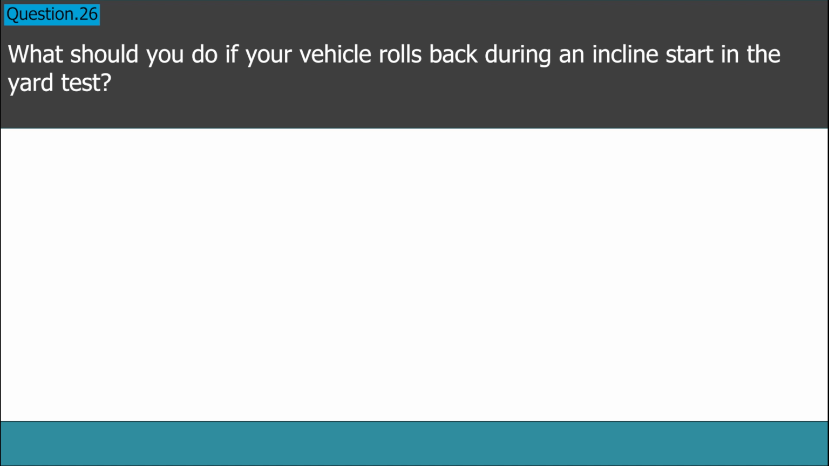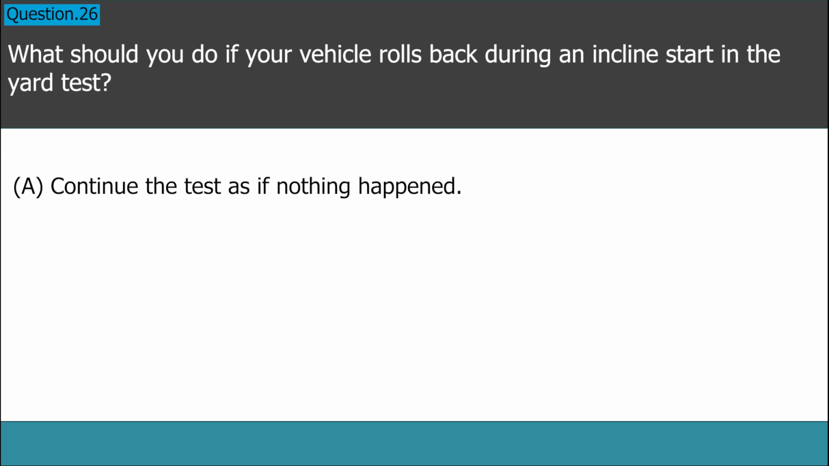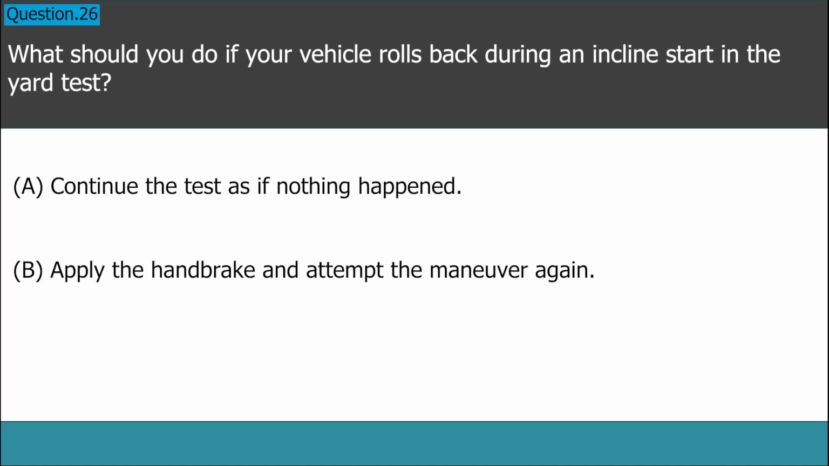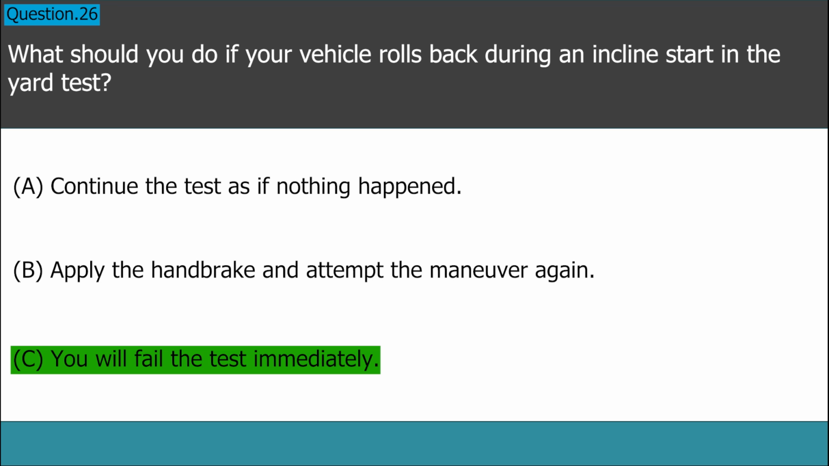What should you do if your vehicle rolls back during an incline start in the yard test? A. Continue the test as if nothing happened. B. Apply the handbrake and attempt the maneuver again. C. You will fail the test immediately. Answer: C. You will fail the test immediately. Rolling back during an incline start is a critical error and results in immediate test failure.